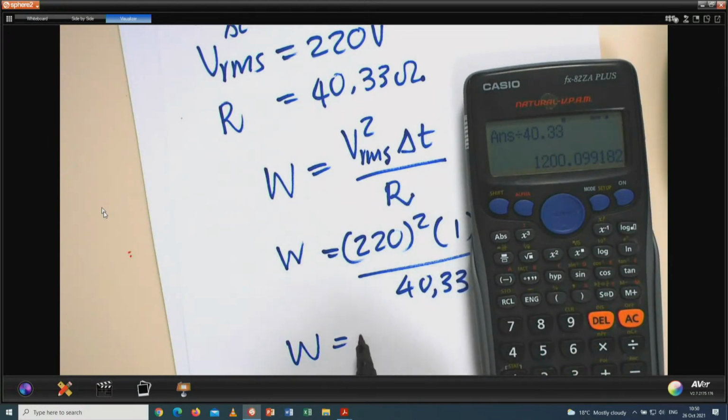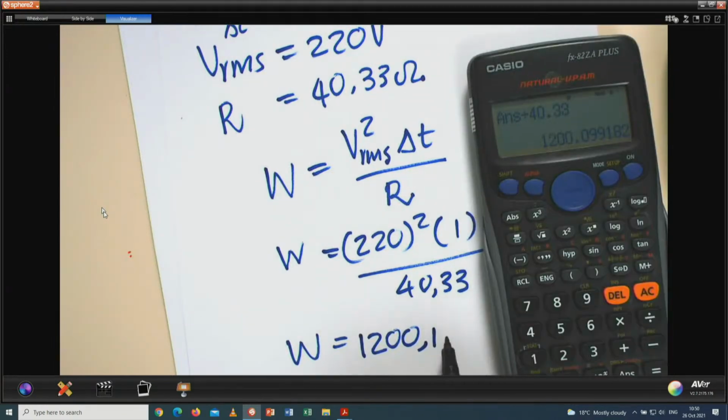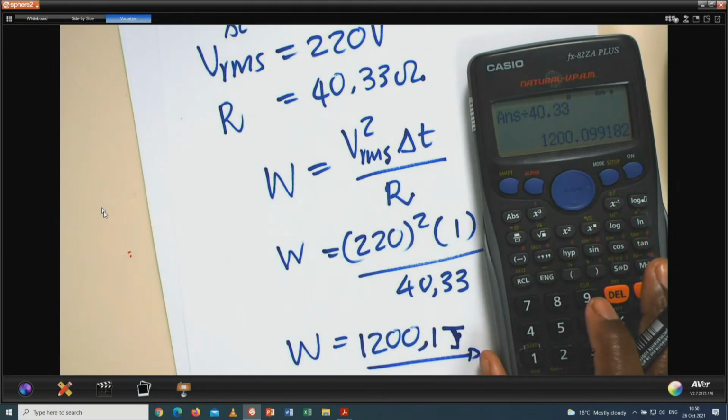1,200.1 joules, because it's work done, therefore it's in joules.